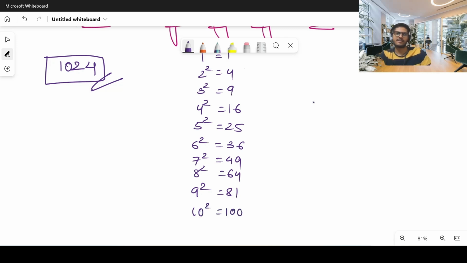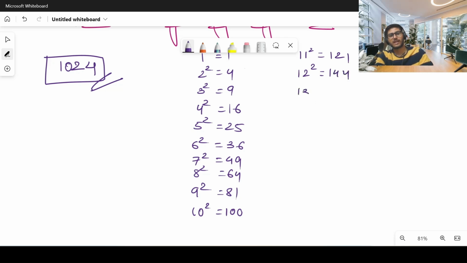Okay. In a similar fashion, let me write the squares of the numbers from 11 to 20. So 11 square is 121. By the way, I have already covered how to find the square of any 2-digit number in less than 10 seconds. If you have not gone through that particular video, there is a link in the description and also in the i button. So please check it out. Okay, let's continue. 12 square is 144.